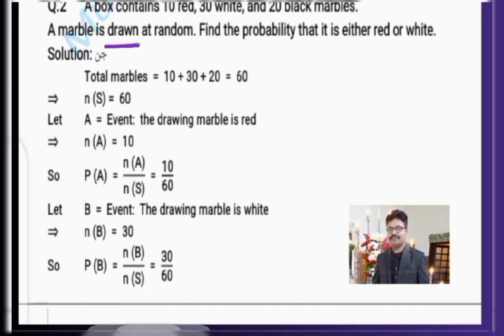These three words have the same meaning. So a marble is drawn at random. Find the probability that it is either red or white.